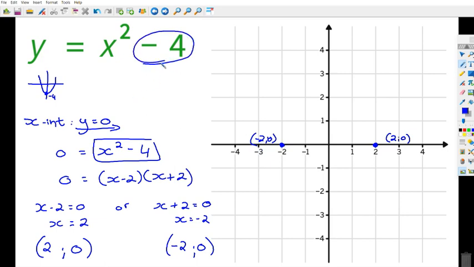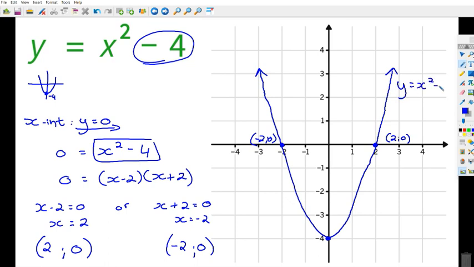My c value, okay, which is my turning point. And it's going to be at negative 4 there. Okay, and I know it's going to be a smiley face. Right, so I'm going to come down at a slant, and I'm going to turn, and I'm going to come back up again, going through that point, all the way up, and put my arrows there, so it keeps going up, it never stops. Okay, and y is equal to x squared minus 4.